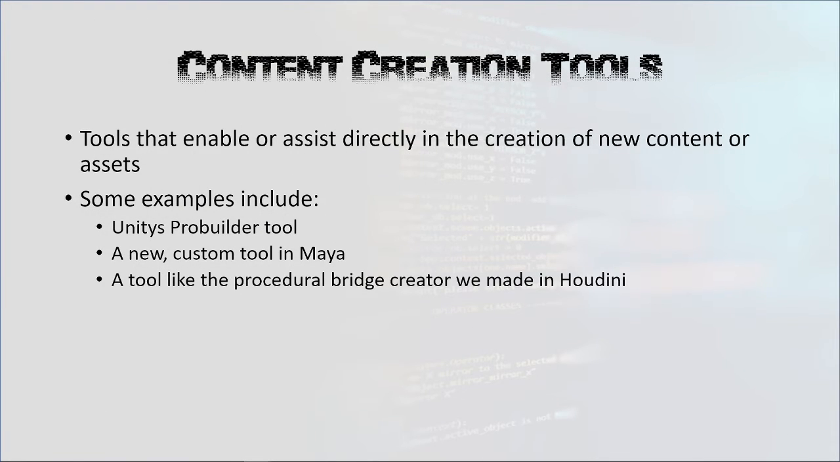Content creation tools are tools that enable or assist directly in the creation of new content or assets. And remember how I mentioned that there was overlap? This first example of Unity's Pro Builder tool could also fit in new tools or features, because it also is a new tool. Unity doesn't really support modeling, but with that plugin it now supports modeling. Example of overlap. But Unity's Pro Builder tool also is a content creation tool. Some other examples could be a new custom tool in Maya, or a tool like the procedural bridge creator we made in Houdini.